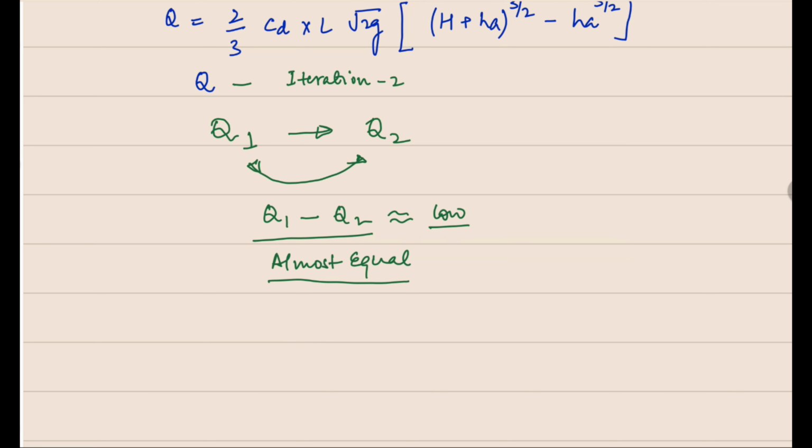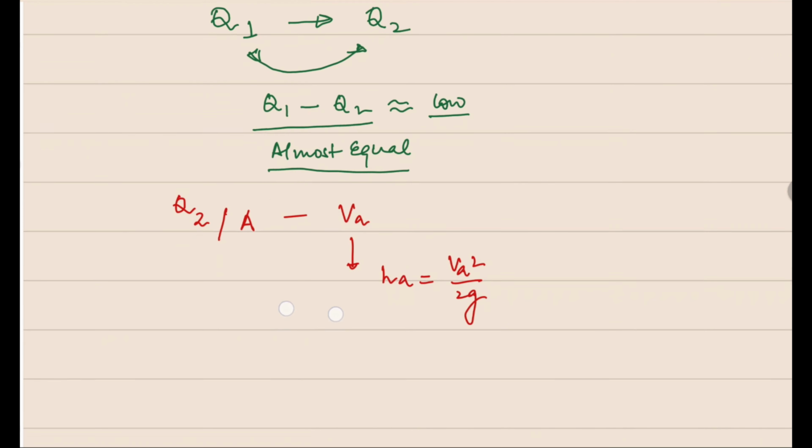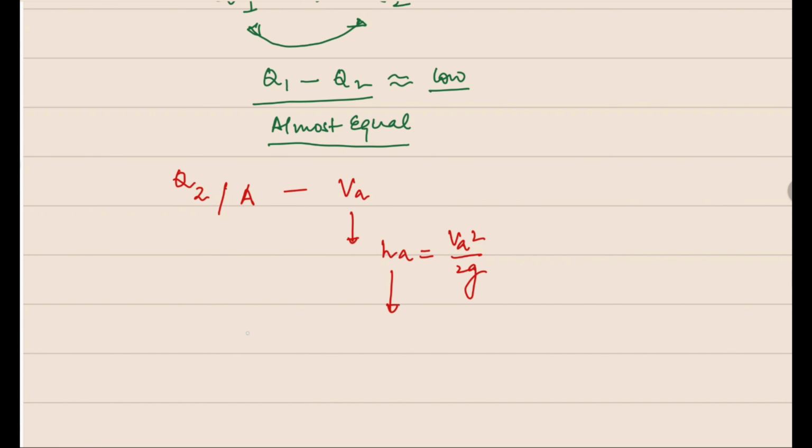For example, the Q value you got in the iteration, let's say this is your Q2. Again you will divide this Q2 by A, you will get a different VA value. Once you have the VA value, you again find out the HA value corresponding to that VA value. Again, with this HA, you will use equation 1 in order to get the Q value. So let's say it's after the third iteration. This is your third iteration.